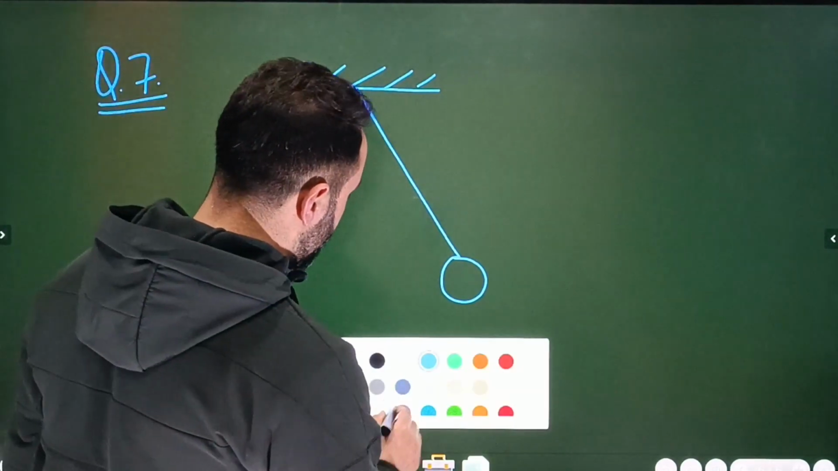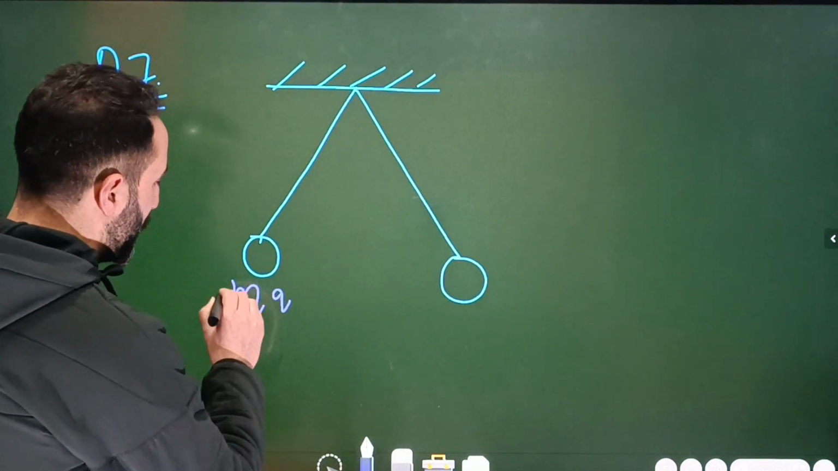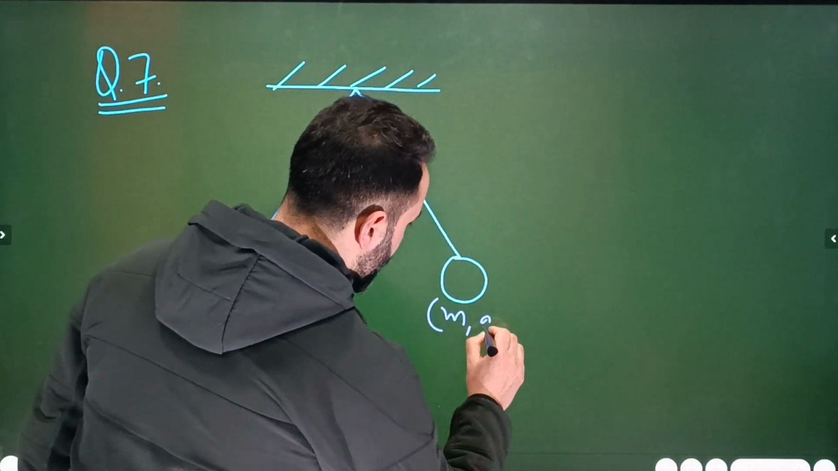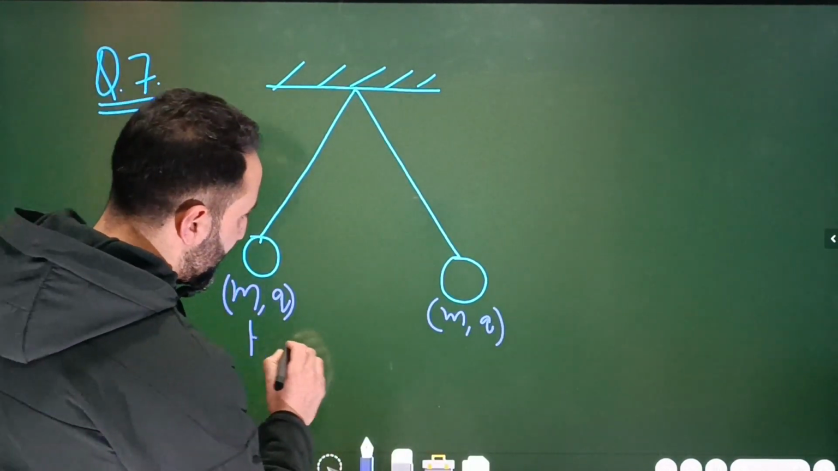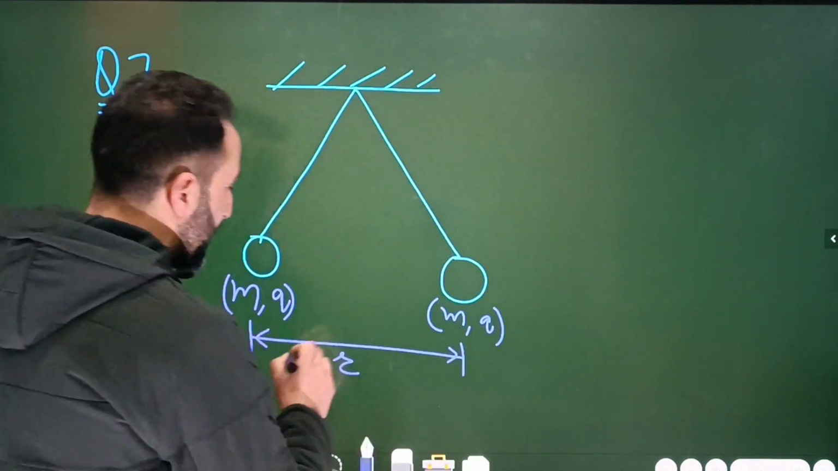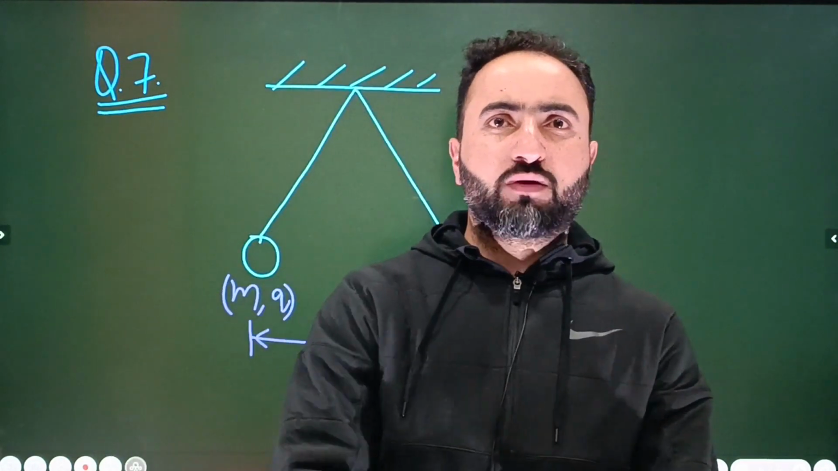So the mass of this particle, beta, is m, and the charge of this particle is q. Same here as well: its mass is m and the charge is q. These two particles get separated by a distance equal to r. So simply, this is one particle, and this is another particle.